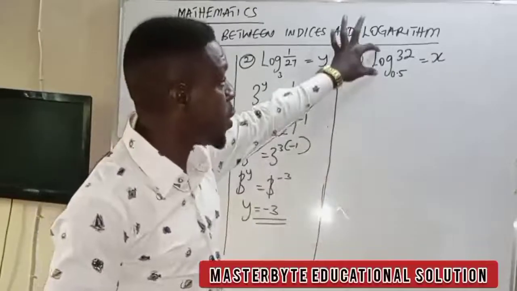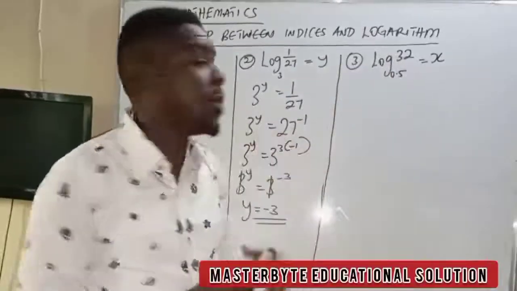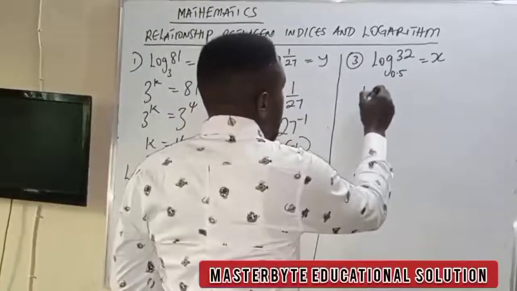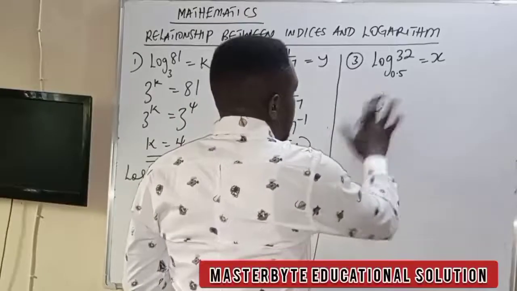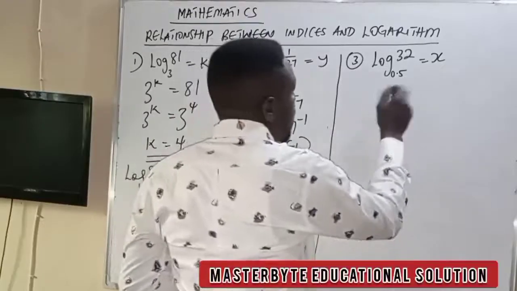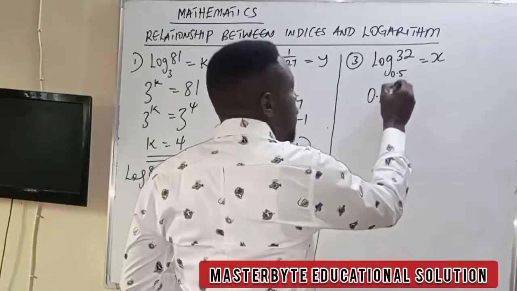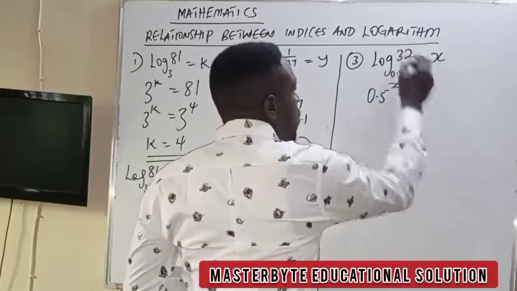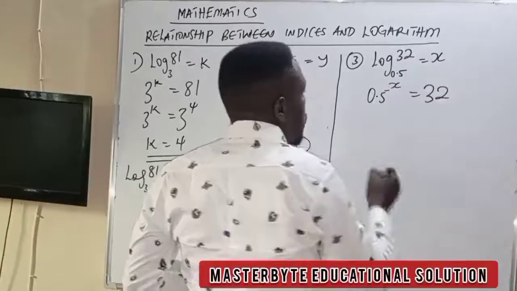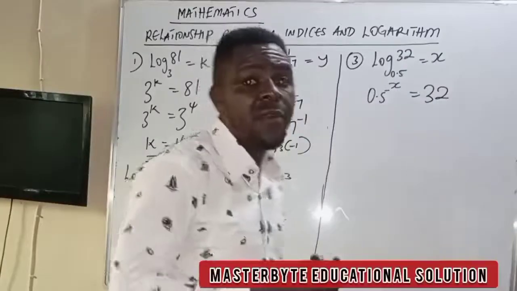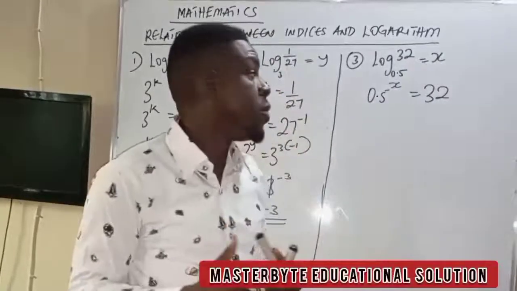Now the third example, if you look at it, you're having a base of 0.5, but we need to change this logarithm form to index form. Now let's watch. To change to index form, we're going to have 0.5 raised to power x is equal to 32.